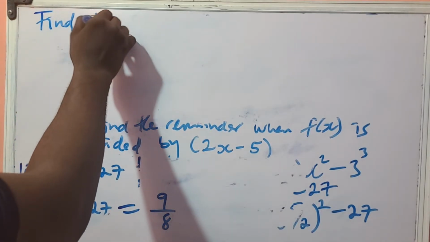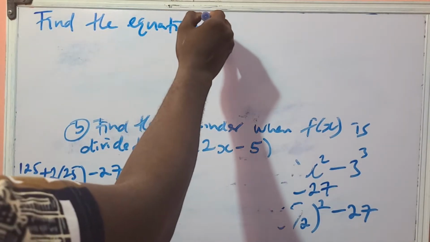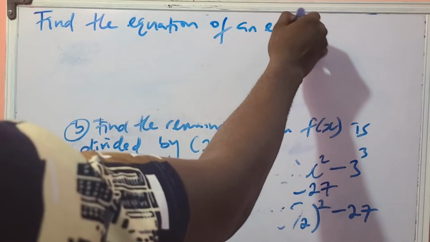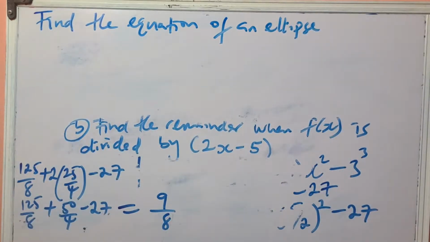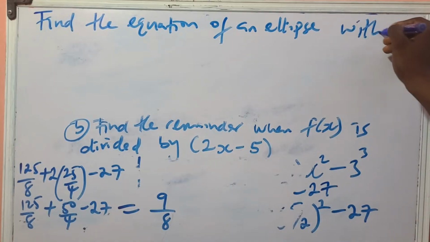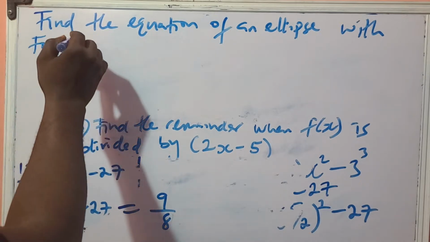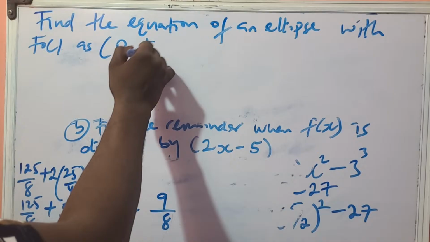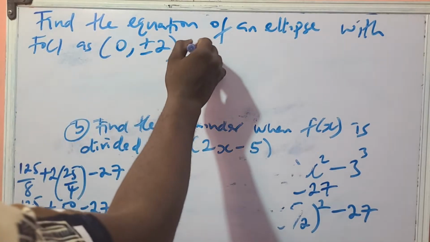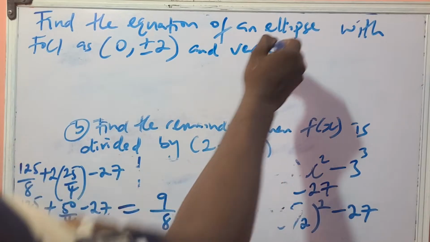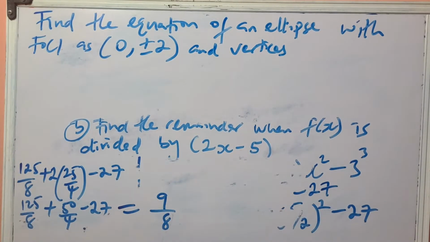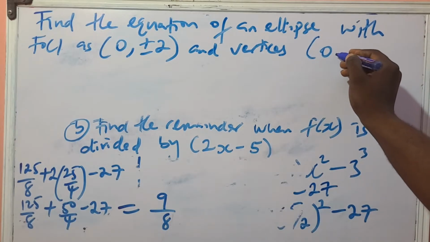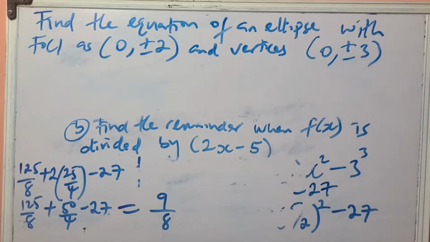You have to find the equation of an ellipse that has the foci as (0, plus or minus 2), and it also has its vertices as (0, plus or minus 3). So let me give you a few minutes to solve this.